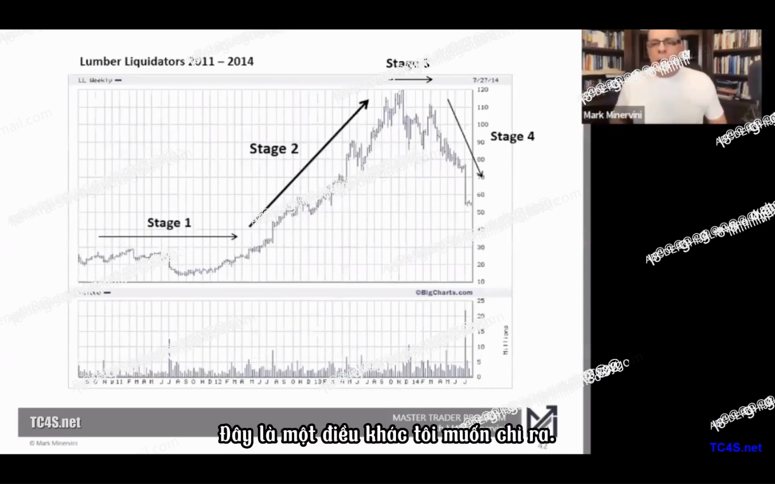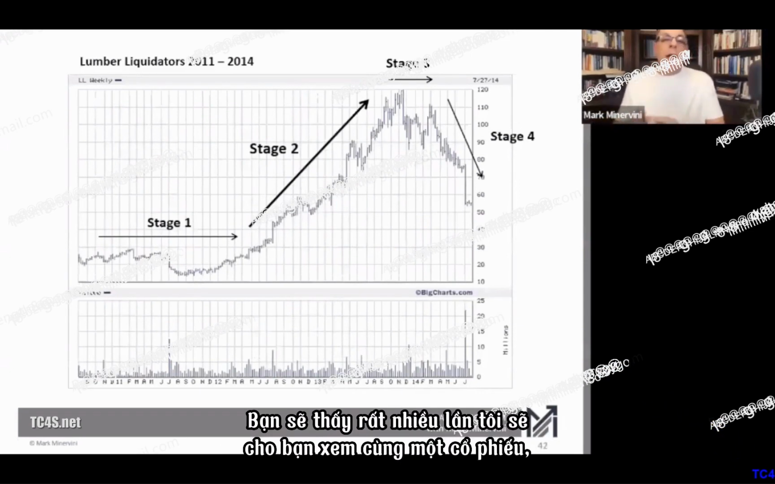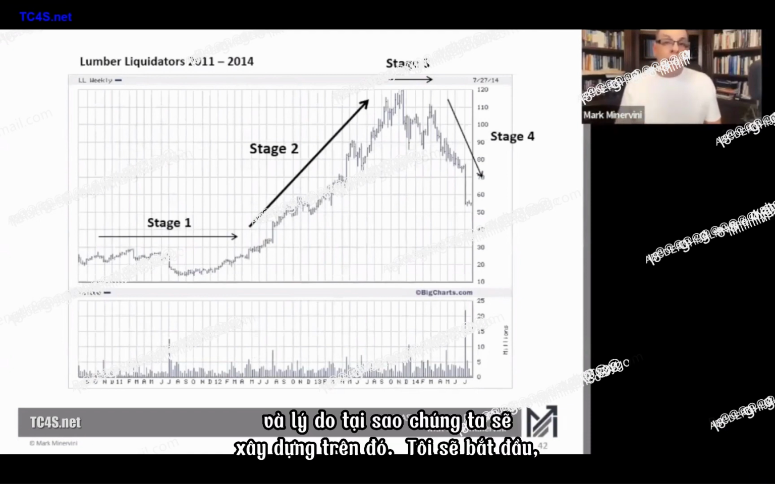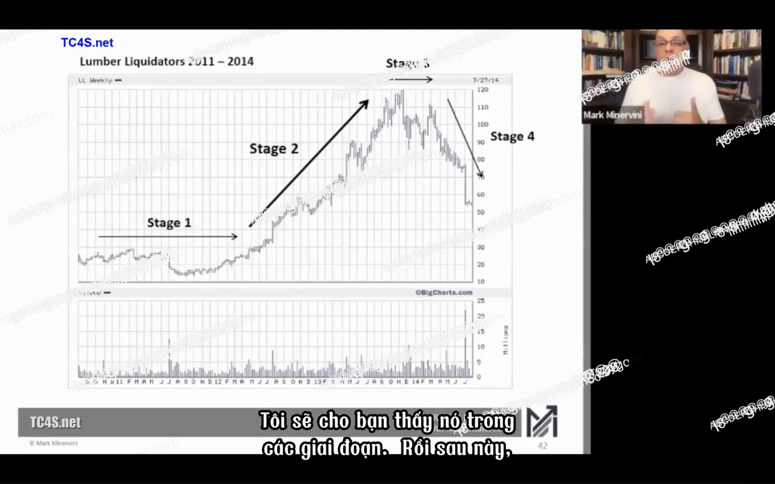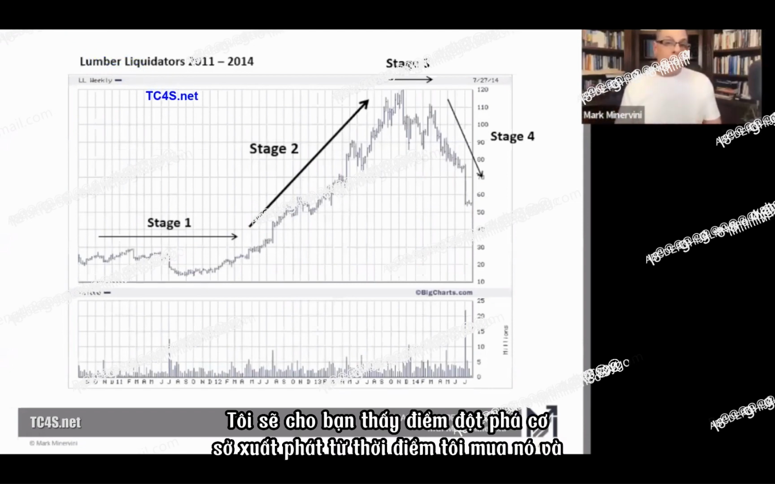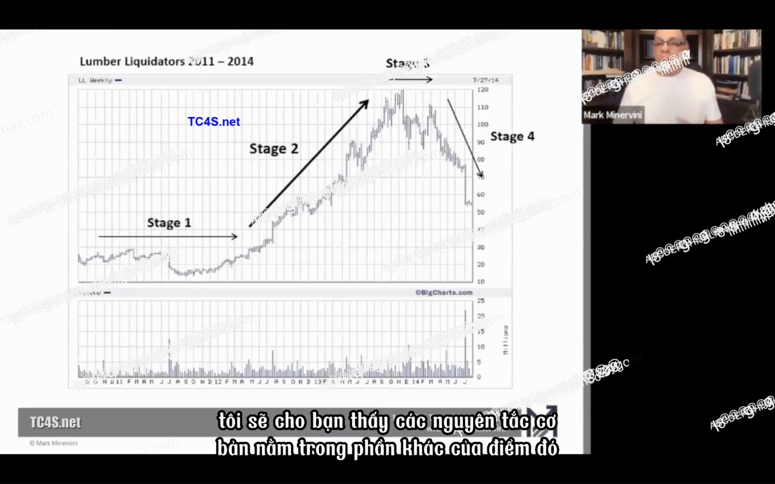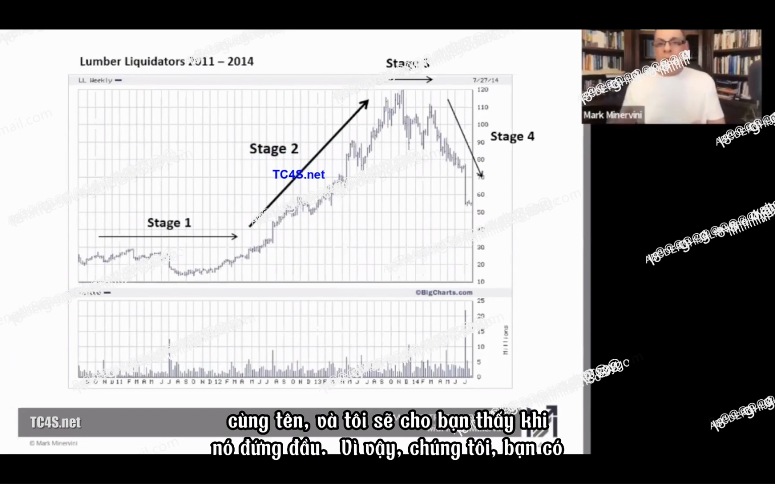Here's another thing I want to point out. You're going to see a lot of times I'm going to show you the same stock, and the reason why is that we're going to build on it. I'm going to show you it in the stages. Then later on, I'm going to show you the base breakout that came from the point where I was buying it. And I'm going to show you the fundamentals that were in another section to that same name. And I'm going to show you when it topped.